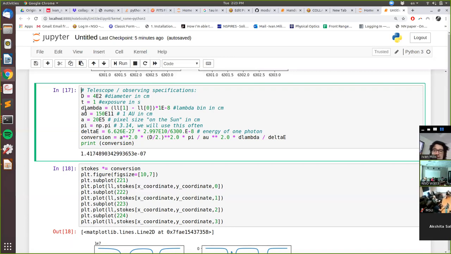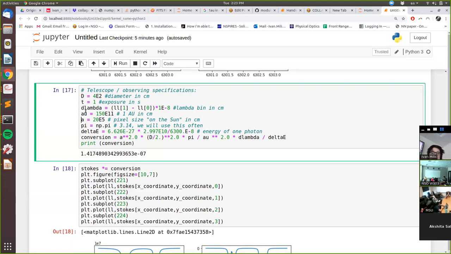And here I'm doing exactly that. The radius of my telescope is 4 × 10^2 centimeters, and I need to do everything in CGS because my intensity is given in CGS. This is the exposure in centimeters. This is the delta lambda that I simply estimated from the array that is given to me. This is the distance to the sun. And here you see that this is basically the biggest number. No matter how big your telescope is, it's still a super small solid angle because you're so far away from the sun.